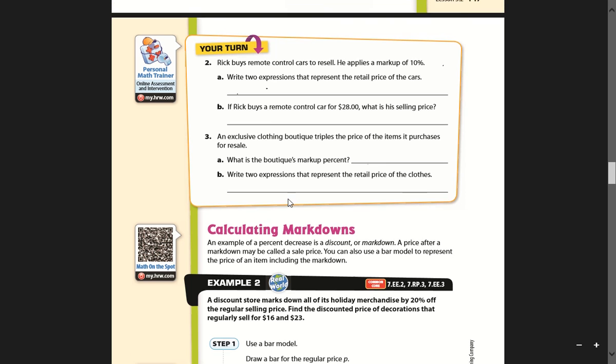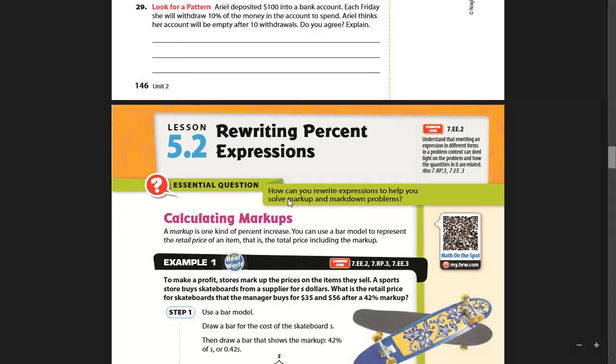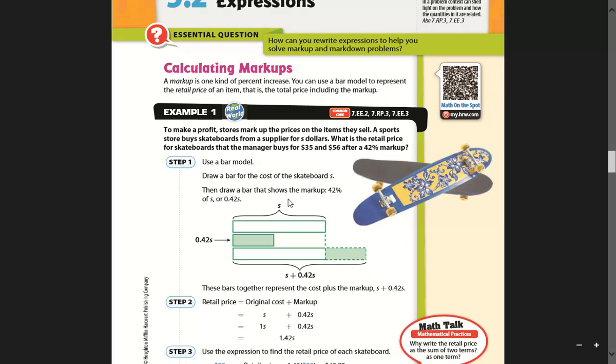Good morning, grade 7. So I'm recording 5.2, rewriting percent expressions so you can study in advance for your term exam. So 5.2 is about calculating markups and markdown.